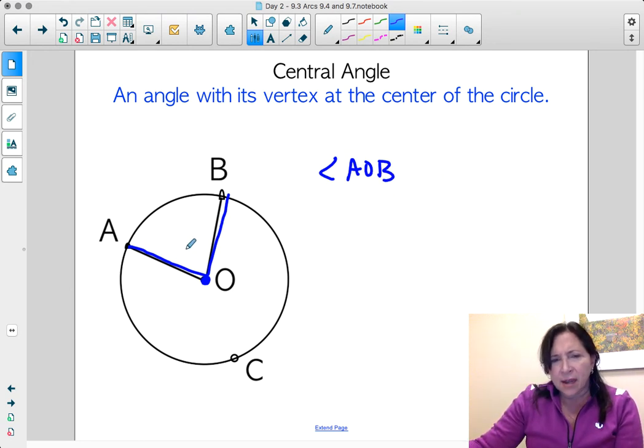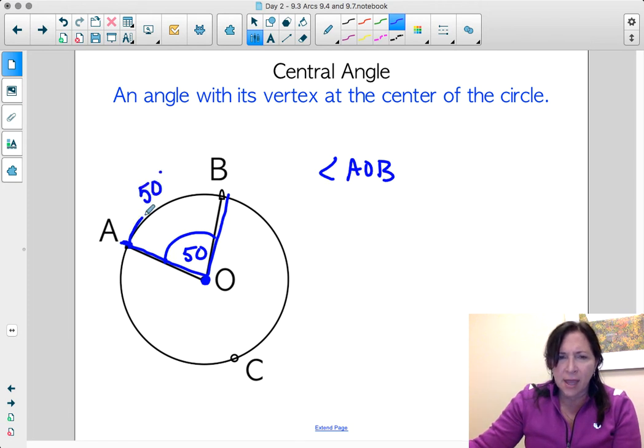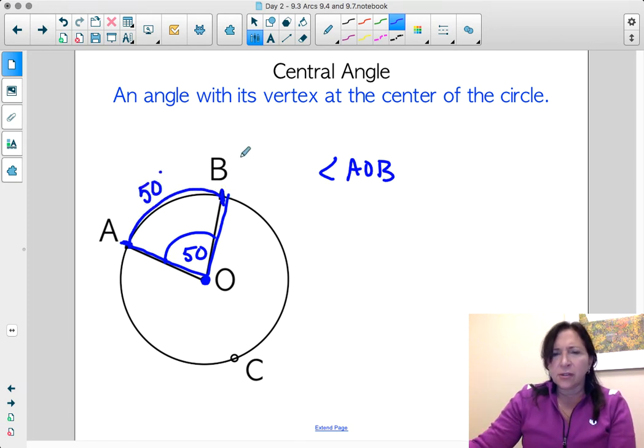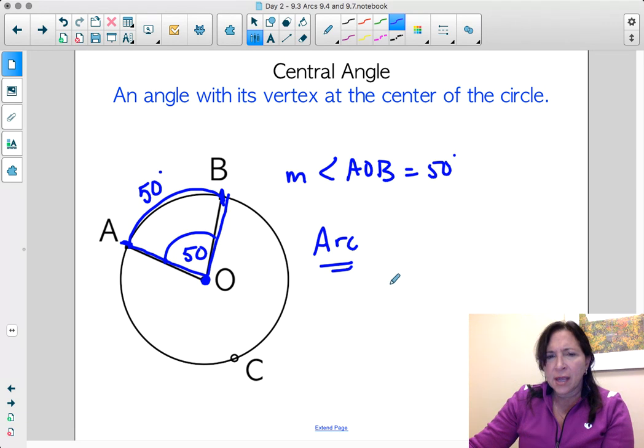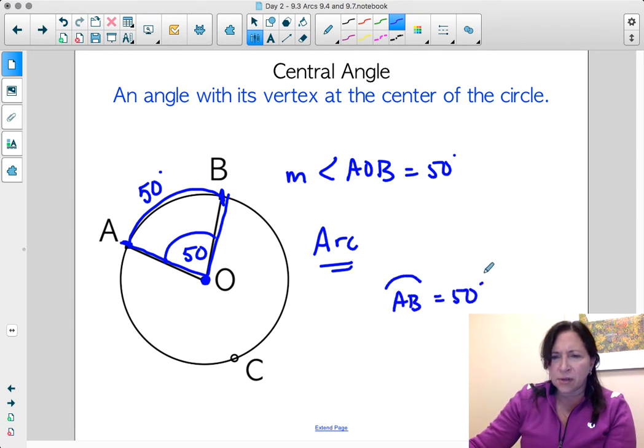And it means that if this angle right here is 50 degrees, this arc right here that goes from A to B is also 50 degrees. So not only is the measure of angle AOB equal to 50 degrees, but the arc, which is a new word, we're going to talk about that, but the arc AB is also equal to 50 degrees. So let's talk about arcs.